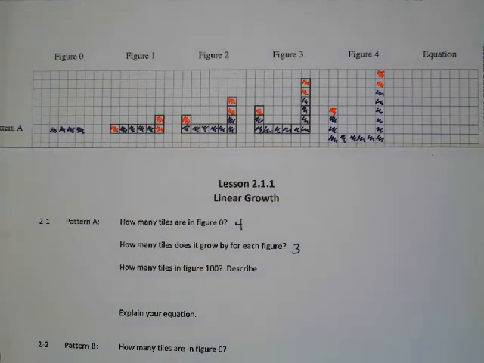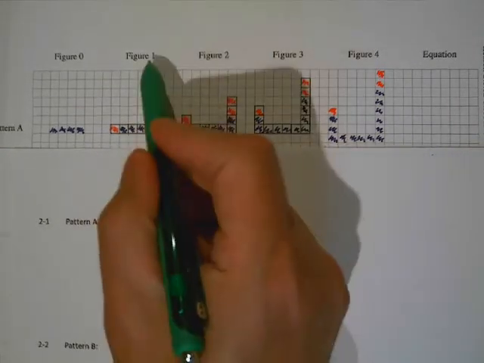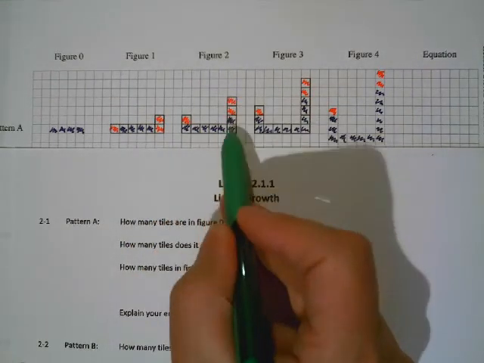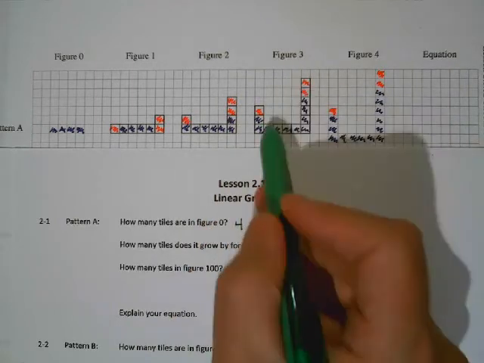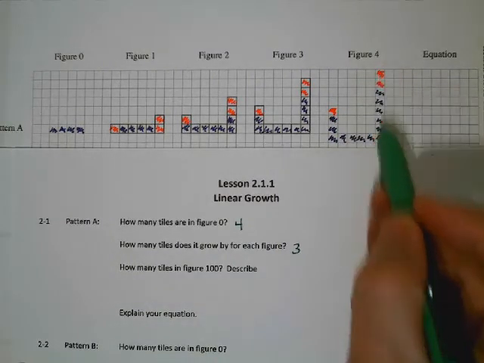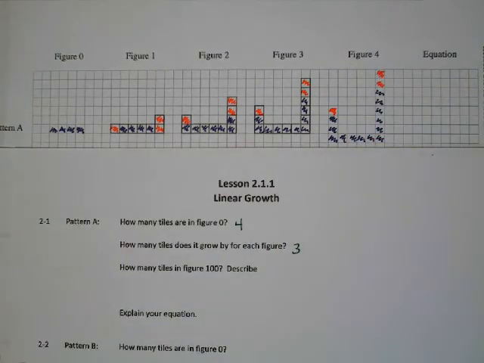Now, could we predict how many tiles are in figure 100? Obviously, we're not going to draw figure 100 because that would be huge. But kind of look at it. Figure 1, I've got 1 on this side, 2 on this side. Figure 2, I've got 2 on this side, 4 on this side. Figure 3, I've got 3 on this side, 6 on this side. And figure 4, I've got 4 on this side, and on this side, I've got 8.